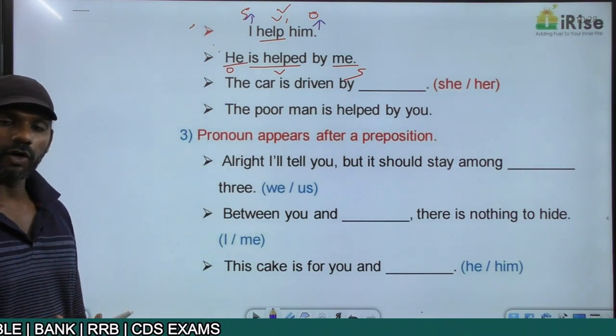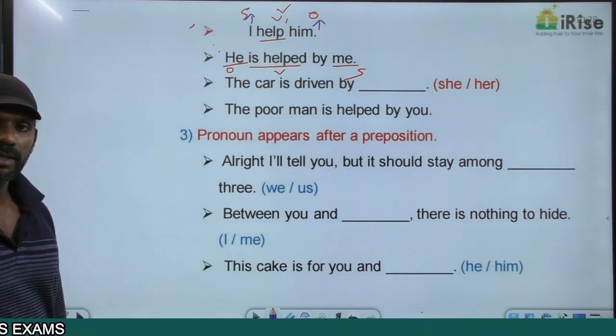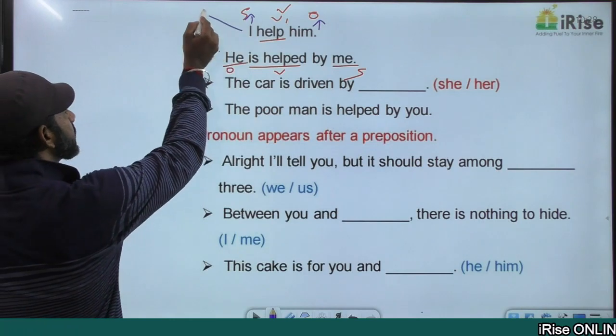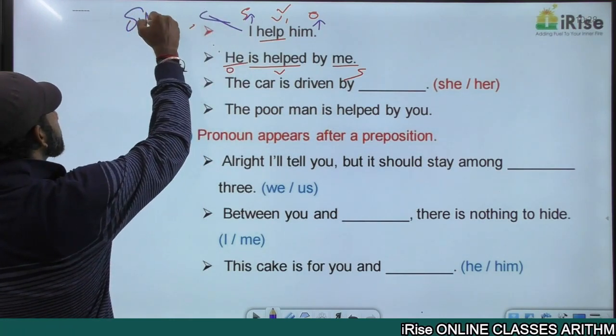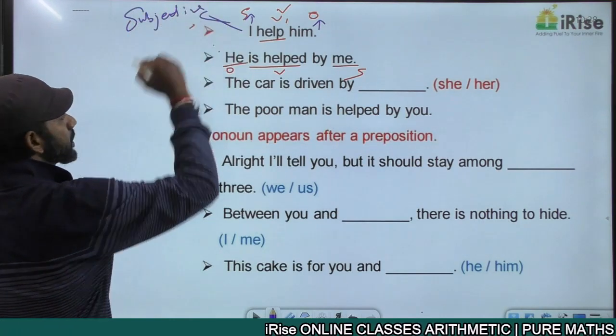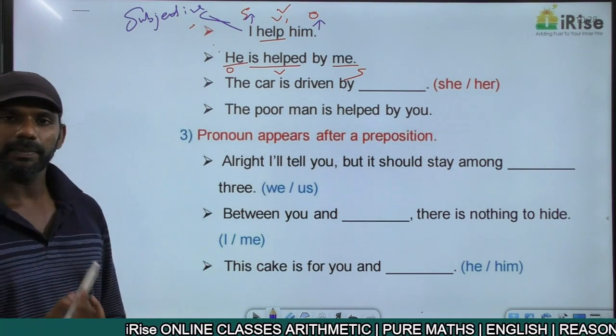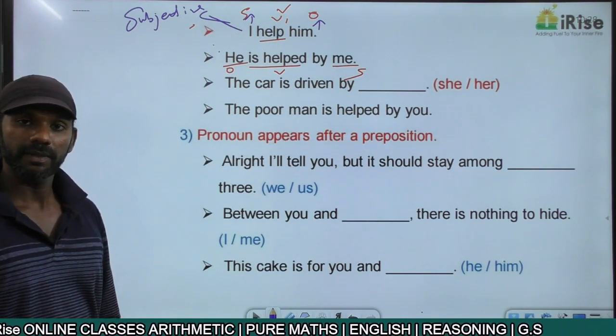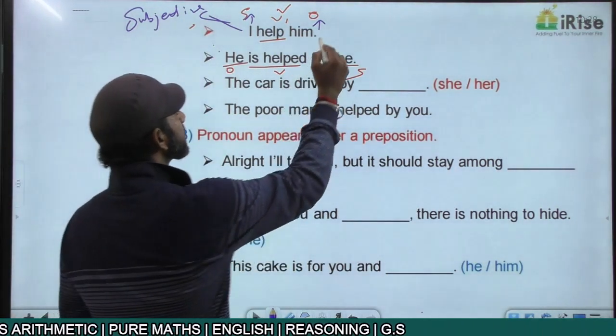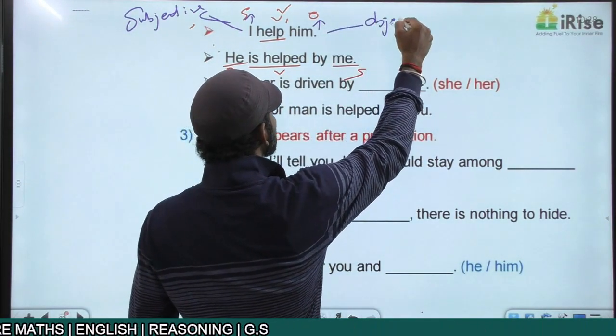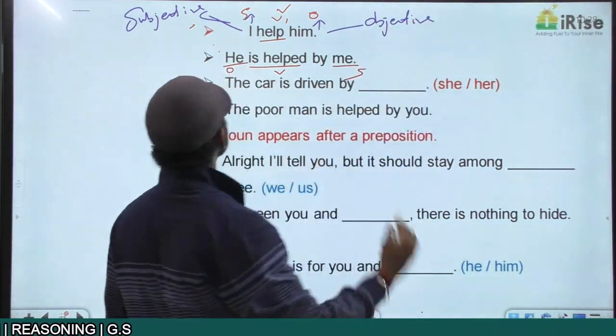I is which form? Subjective form, objective form. I is a subjective pronoun. I gave you the list of subjective pronouns. I help him. Him is which form? Objective form. I gave you the list of objective pronouns. So him is an objective.